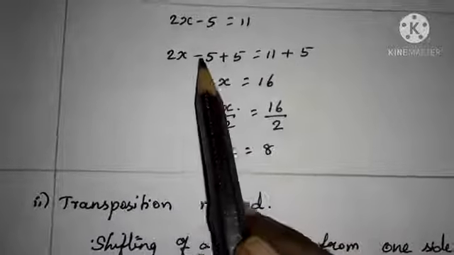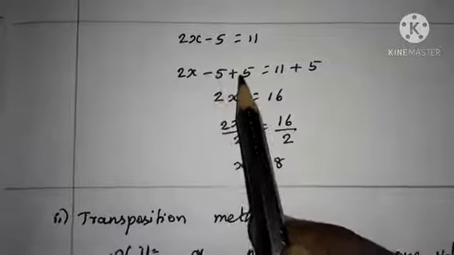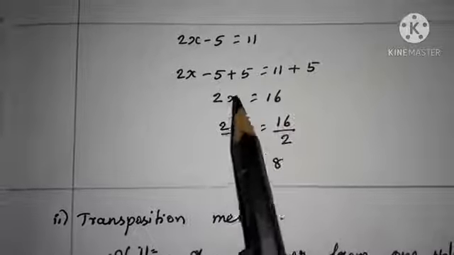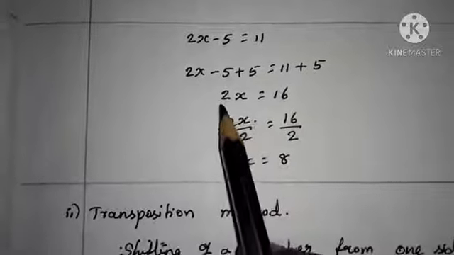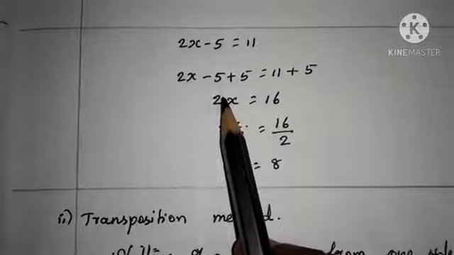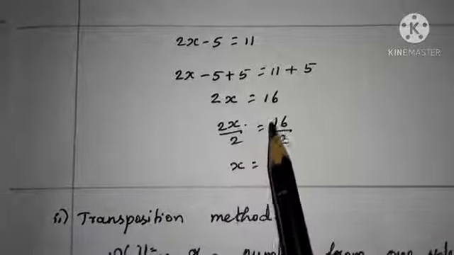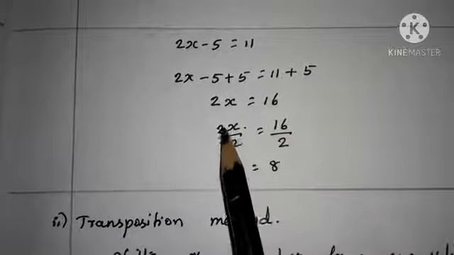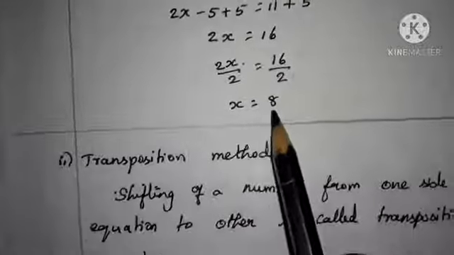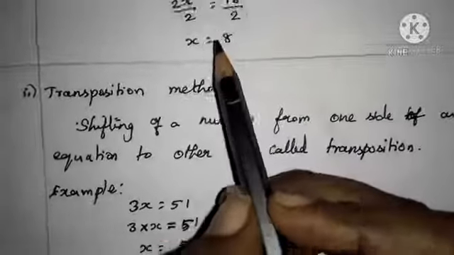We get 2x minus 5 plus 5 equal to 11 plus 5. This 5 and 5 get cancelled and we get the equation 2x equal to 16. Here, twice x, the next operation we did is multiplication. So we undo this multiplication by dividing by 2. That is, 2x by 2 is equal to 16 by 2. When we cancel it, it becomes 1x and 8. Therefore, the value of x is equal to 8. This is the do and undo method.